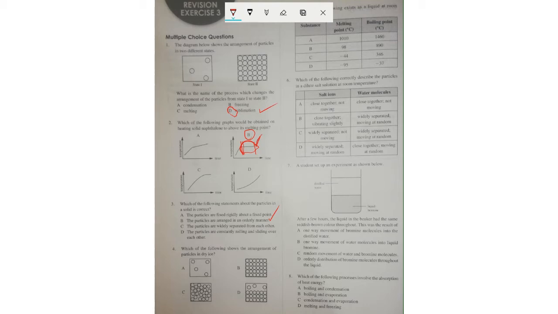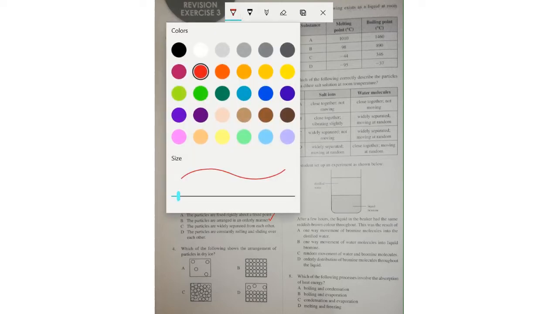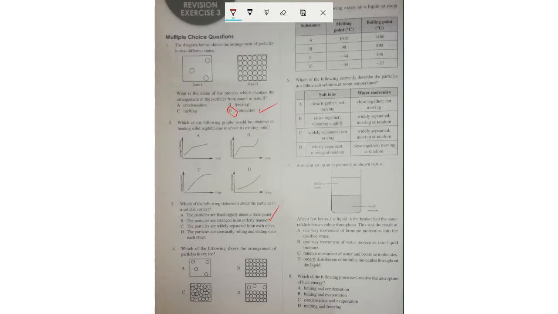Question number two. Which of the following graphs would be obtained on heating solid naphthalene to above its melting point? If you remember, melting point is the temperature at which a substance completely converts to liquid state from solid state without changing its temperature. Therefore, if we carefully observe the graphs, choice B will be more appropriate because in case of B, there is a constant temperature for a while and then there is a rise in temperature as the substance completely melts and changes to liquid. After changing into liquid, its temperature starts rising. So the answer will be B.